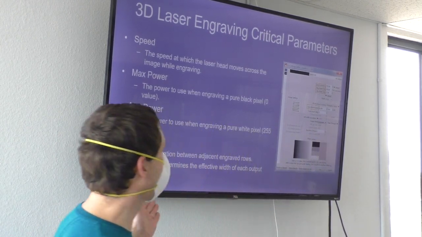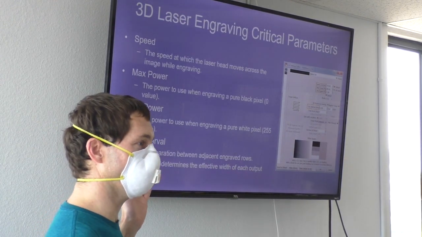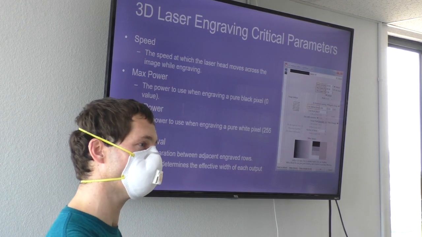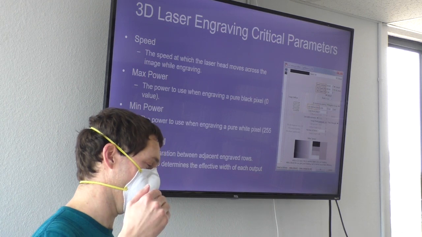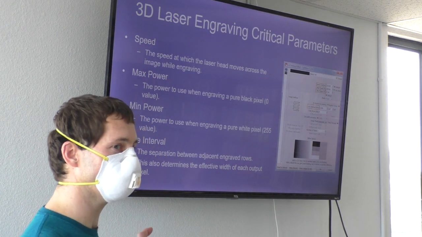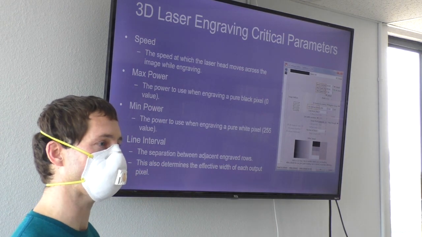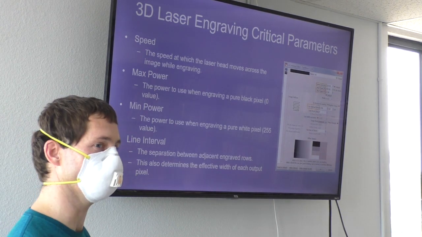So there are 4 parameters we care about for this. The top 3 are ones you're probably already very familiar with. You've got speed, that's how fast the head's moving across the piece. You have max power, and that's the power that it uses to burn black pixels. And min power is the power that it uses to burn the white pixels. And in between, it will scale it linearly to set the power for each pixel in the image.